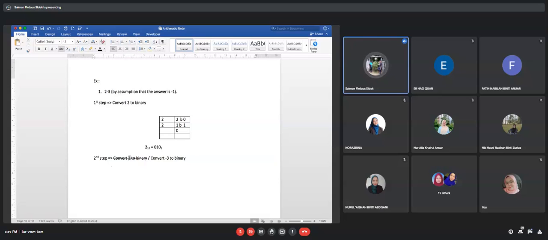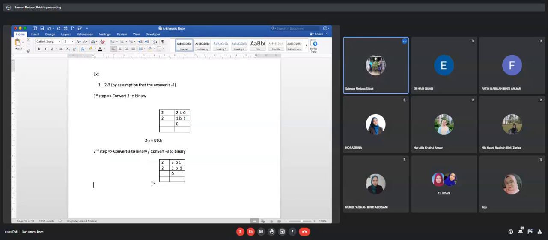Convert 3 to binary, right? It's the first step to convert -3 to binary. What is the first step to convert 3 base 10 to binary? -3 divided by 2? We have never learned the negative part, from the beginning. Okay, what do we do? 3 divided by 2. Now that's right. 3 divided by 2 is 1, balance 1. Okay, 1 divided by 2, 0, balance 1.